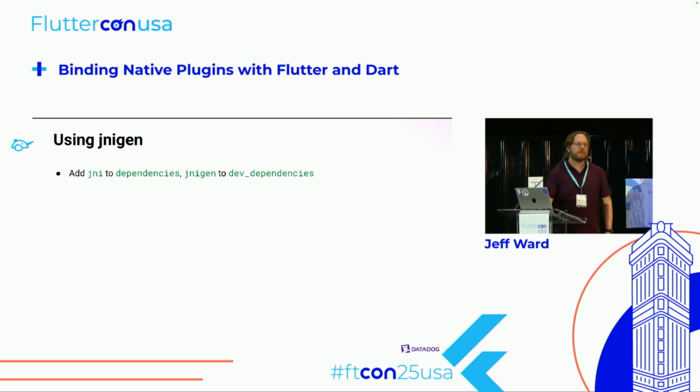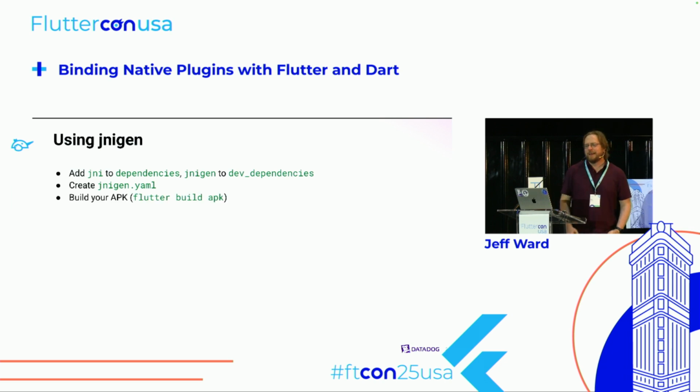JNI Gen. This is very similar. It's going to look very similar. You need to add JNI to your dependencies. You need to add JNI Gen to your dev dependencies. You need to create a JNI Gen YAML. Once again, you can do this in your pubspec, but if you're binding multiple libraries, it's better to have it separate. New step, you need to build your APK.